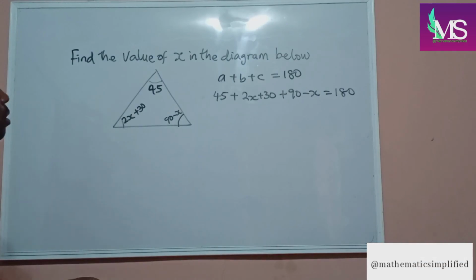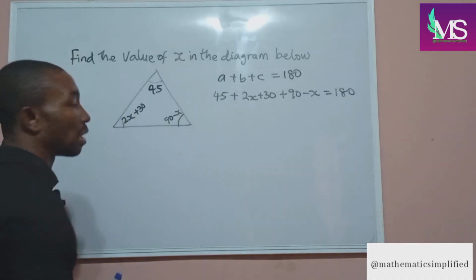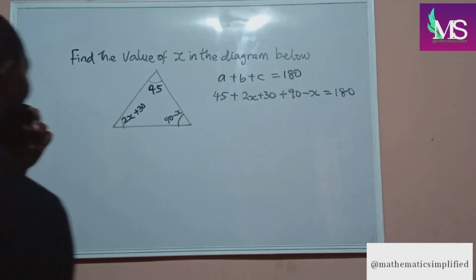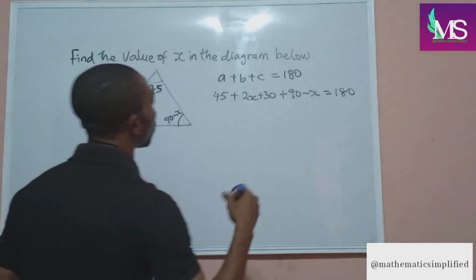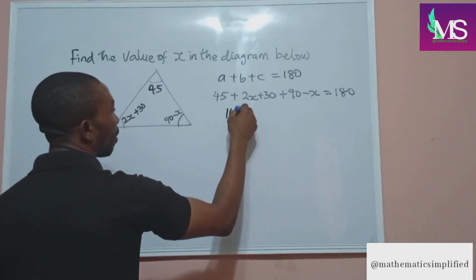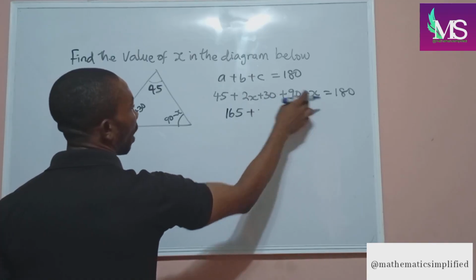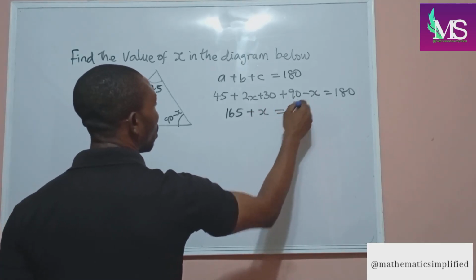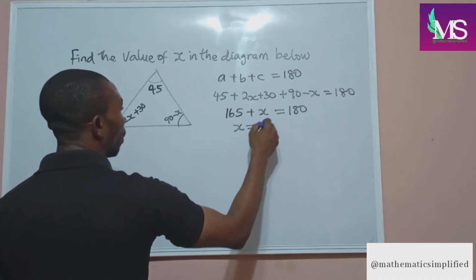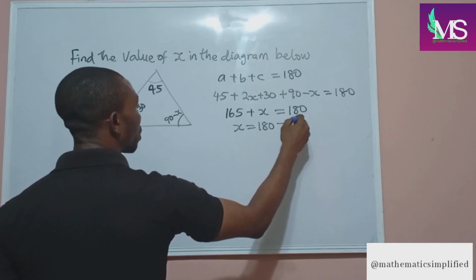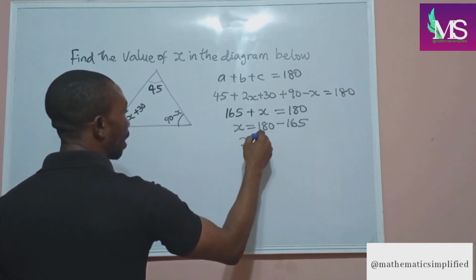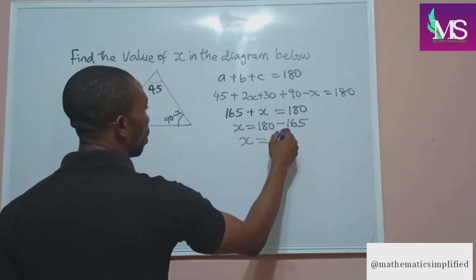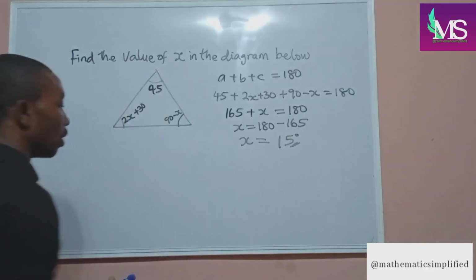45 plus 30 will give us 75, 75 plus 90 will give us 165. So this gives us 165 plus 2x minus x, which is x, equals 180. So our x equals 180 minus 165. Our x will be 15 degrees.